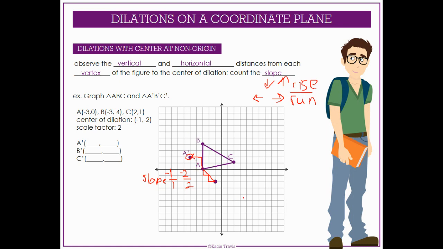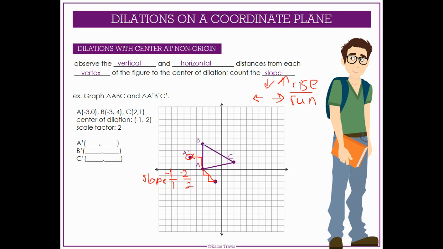Now we want to observe the other 2 points that we have going on here for B and C and look at their slope and then go through and figure out how far it's going to be. All right, let me go through. Let me get another color here. Let's get blue. All right, so looking at B to our center, B is at -3, 4. Our center of dilation is at -1, -2.